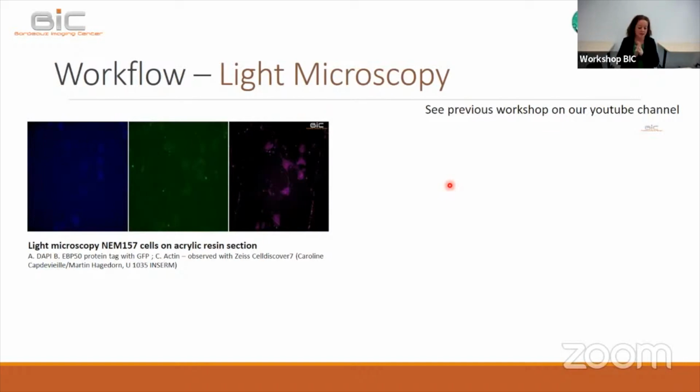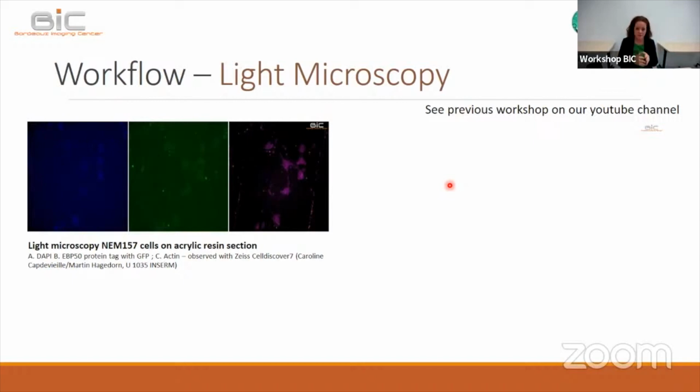And for example, here you have the NEM 157 cells labeled with DAPI, EBP50 protein in GFP, and the actin in red. So it's just an example on one section. You can collect all this information section by section to have the 3D.